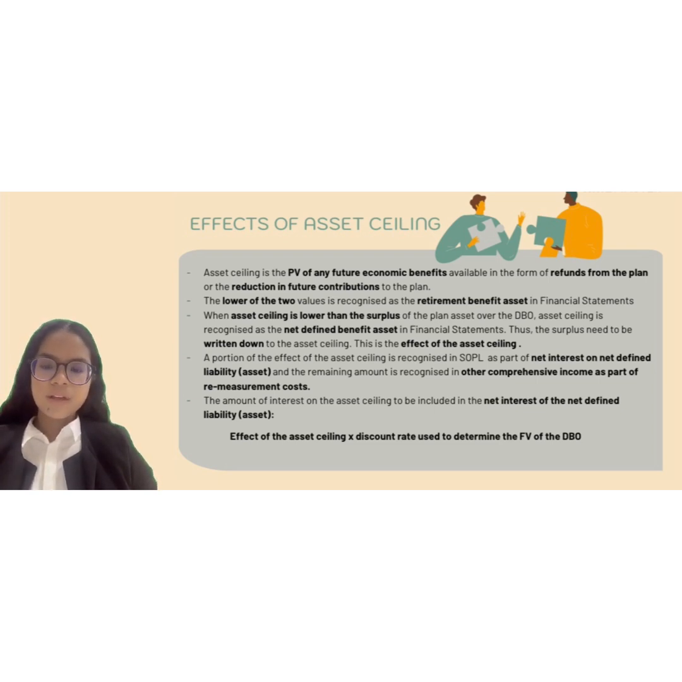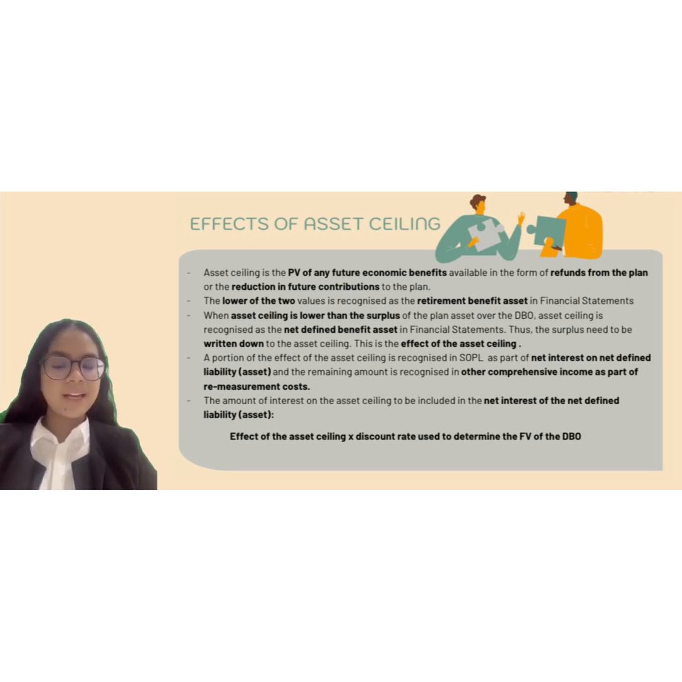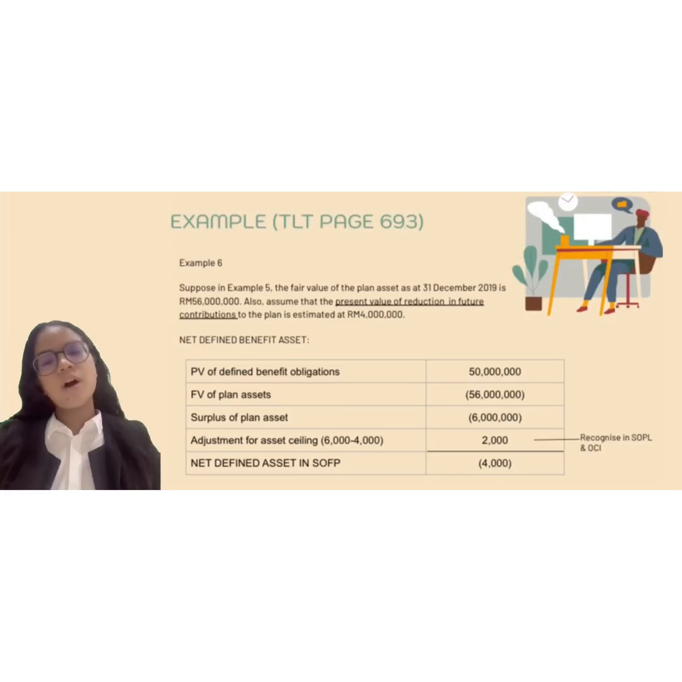A portion of the effect of the asset ceiling is recognized in the statement of profit or loss as part of net interest on net defined liability or asset, and the remaining amount is recognized in other comprehensive income as part of remeasurement costs. The effect of asset ceiling can be seen in Example 6 of the Tan Leong Tong textbook, page 693.